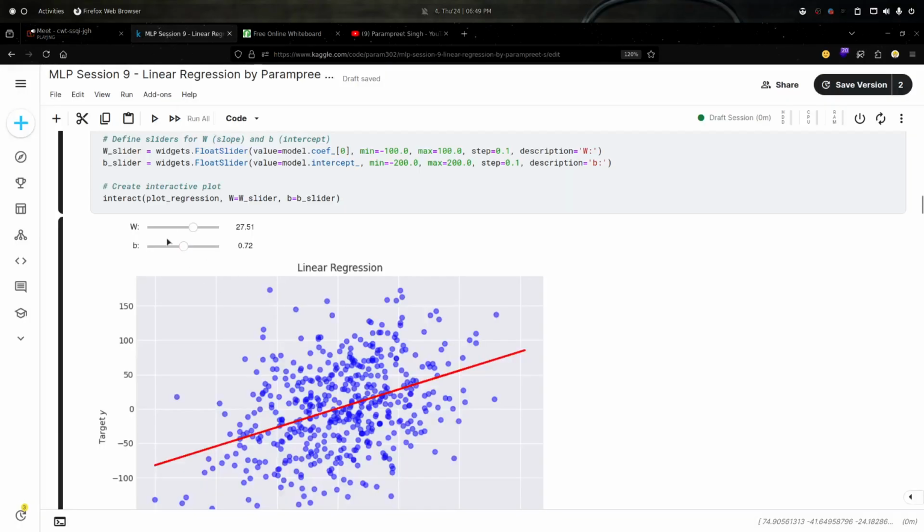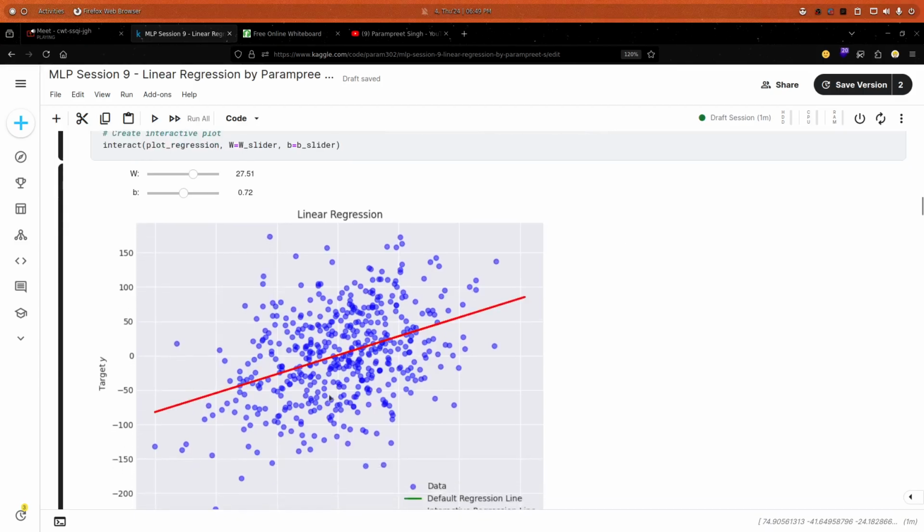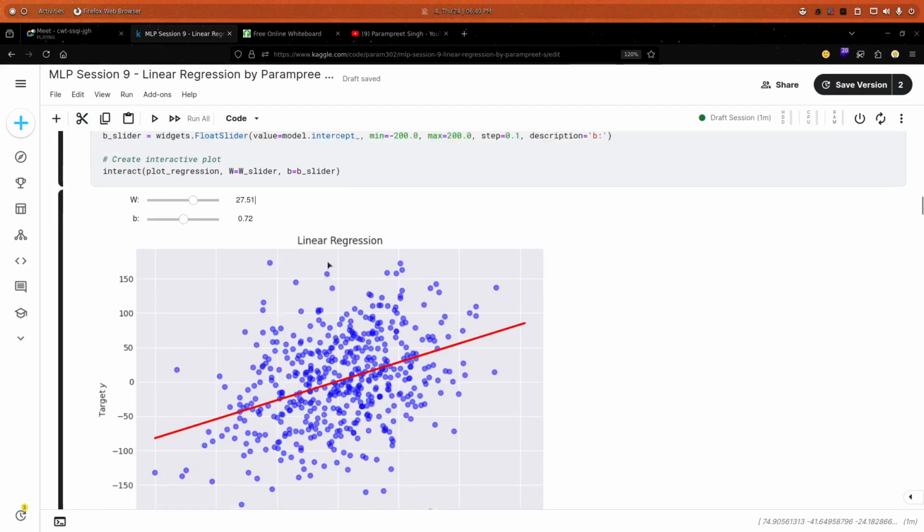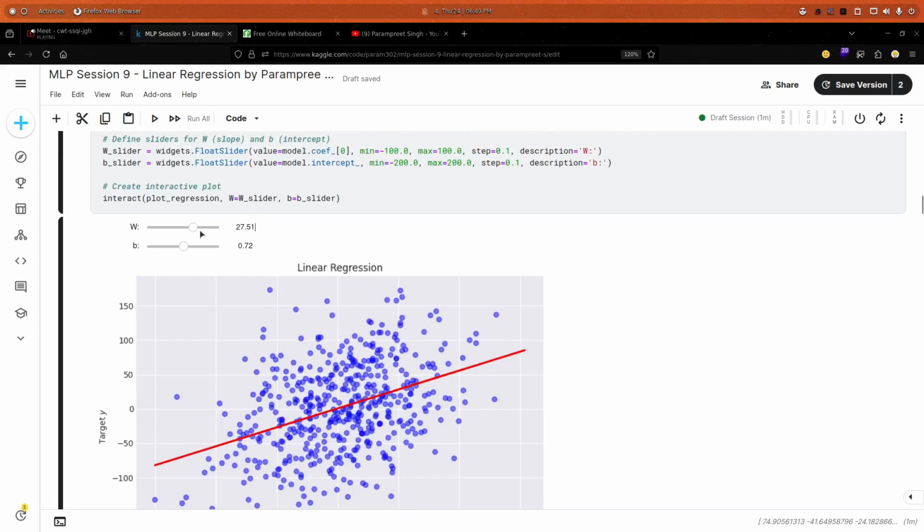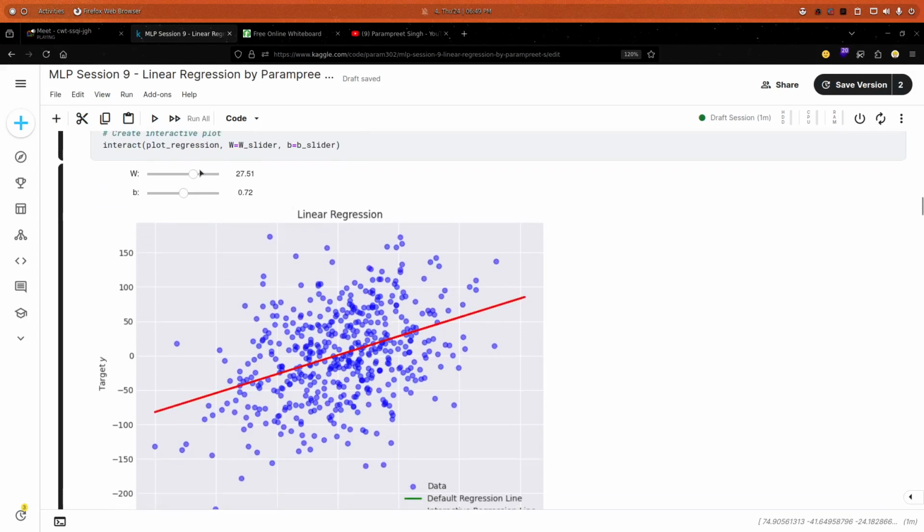Okay. So W here is the weight and B here is the bias, where W is the slope and B is the intercept. These are some default values which I have set. These are the best values we can say for the linear regression model. And if I play with this, this is a slider for both of these parameters.